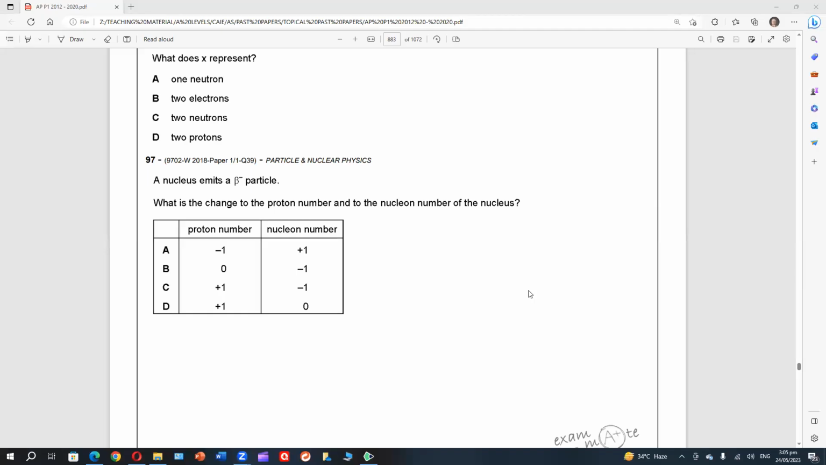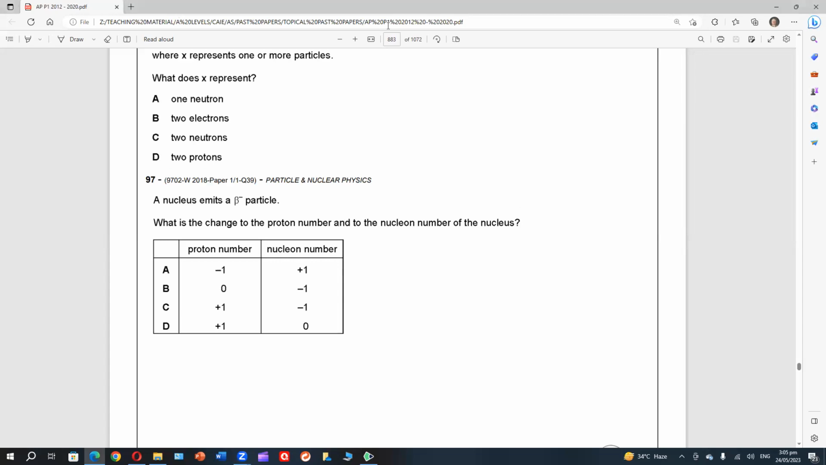I posted some homework. The topic is nuclear physics. A nucleus emits a beta minus particle. What is the change to the proton number and to the nucleon number of the nucleus? I hope you remember that I had shared some sheets with everyone, the equations, if I can recall, for beta minus decay.